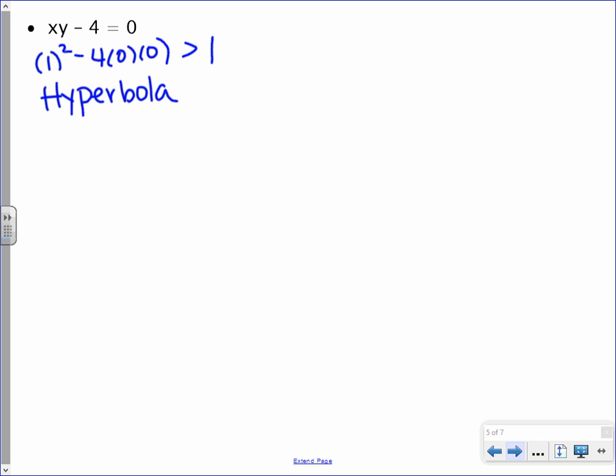All right. Now we need to figure out the angle of rotation. How many of you would prefer cotangent? How many of you prefer tangent? Perfect. So the tangent of 2 theta is B over A minus C.